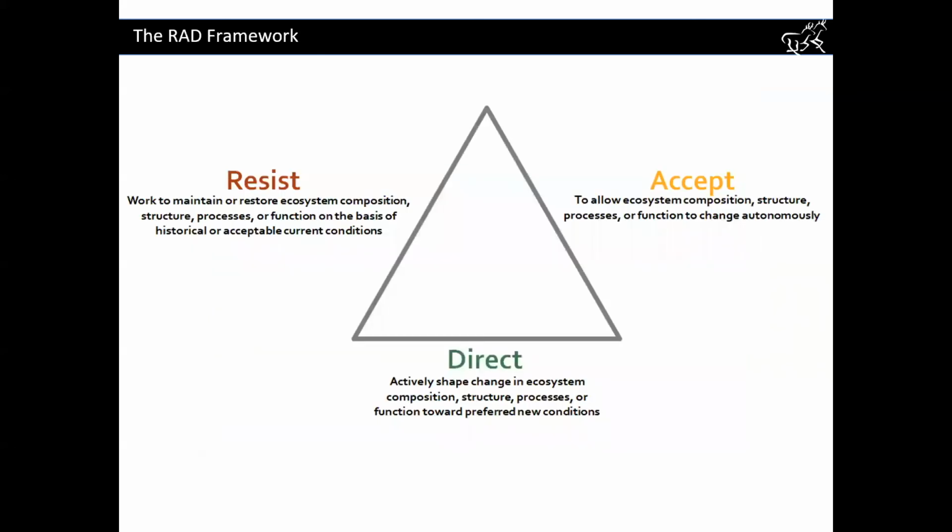And so this is where the RAD framework comes from. I'll just talk to you a little bit about it here and what it means. So resist, accept, or direct. Resisting, we're talking about resisting an ecological trajectory. So you're going to work to maintain, or maybe you need to restore, the species composition, the structure or function, and sort of keep your current historical conditions, keep that trajectory from moving out into a totally new community.